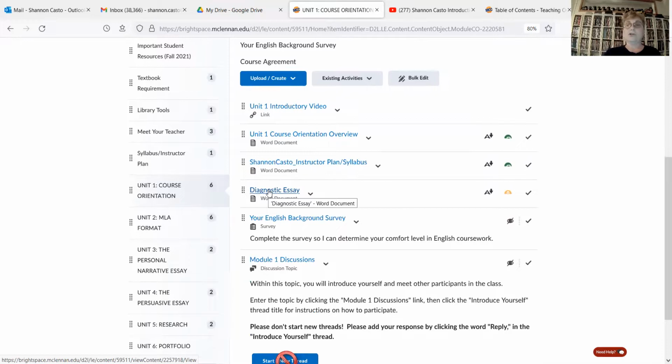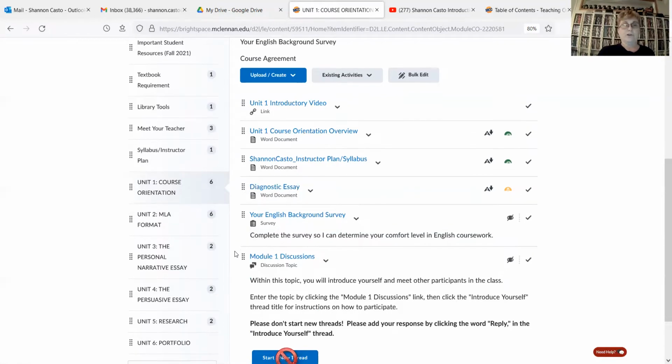And that is just a quick essay describing their background and introducing themselves. But really, it is designed for me to get an idea of their writing skills. Then I have a brief survey, and it says complete the survey so I can determine your comfort level in English coursework. So it asks about what kind of grades and success they've had in English courses in the past and what their goals are for this English course.